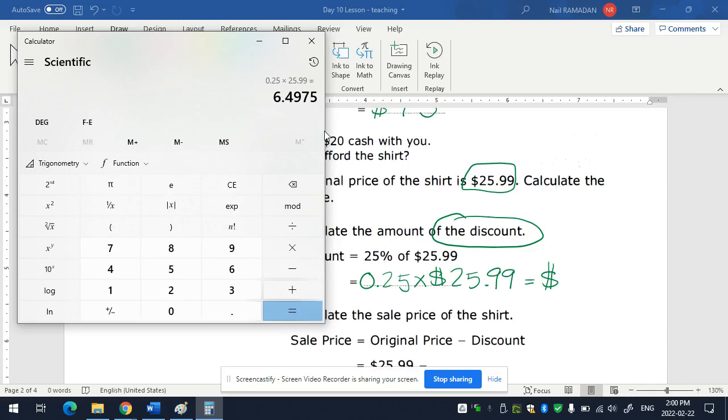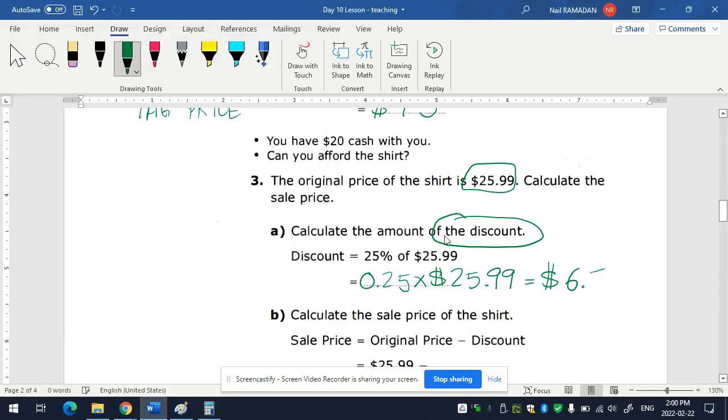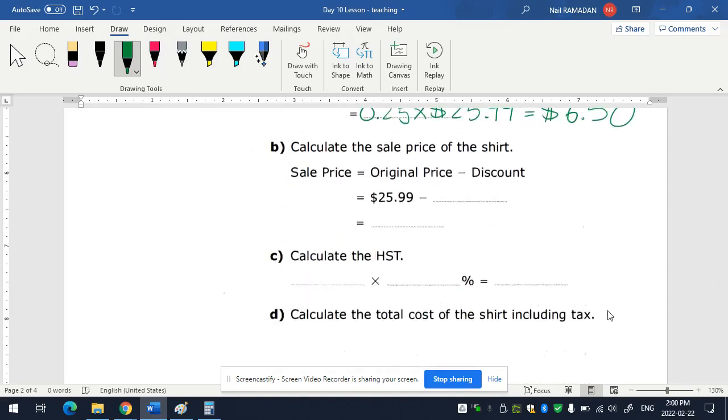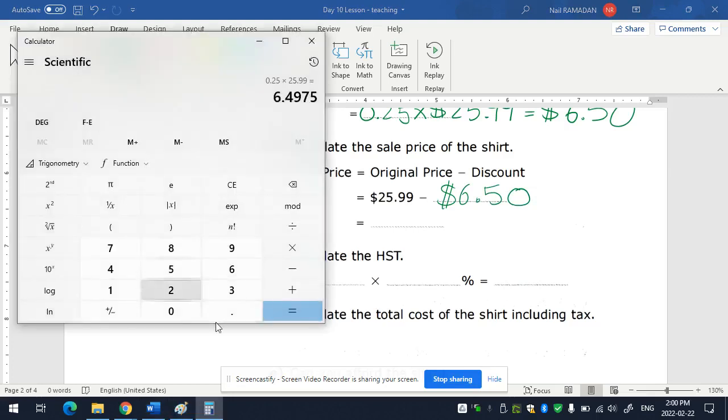So apparently you get to save how much? $6. What does that round to? Is it going to stay at 49? 50, exactly. Why? Because if I cut it here, the 7 will bump the 49 to a 50. So this is $6.50, which means the sale price is the original price minus the 6.50. So officially, the new price, again no tax yet, is 19.49.